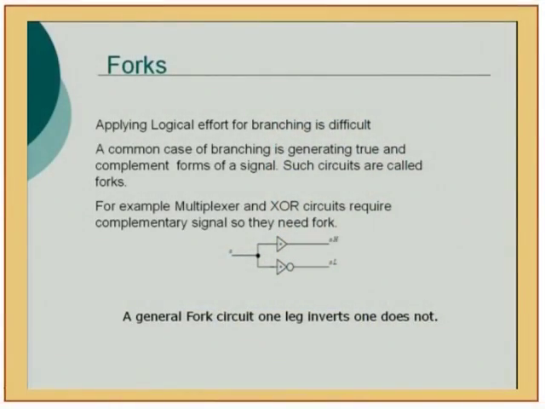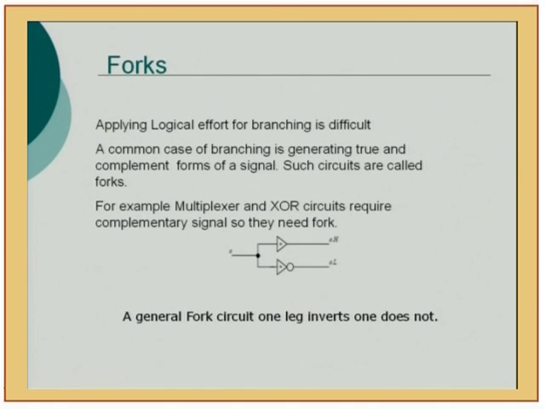This is like a branching effort. You are actually branching one going to two. A common case of branching is generating true and complement from a signal. Such circuits are called forks. For example, in a multiplexer or XOR circuit I have just shown you, I may require from the same D, D bar, X, X bar, Y, Y bar kind of thing. The lower one is called the lower leg, the upper one is called the upper leg, and I want the delay on the upper leg and lower leg to be the same. That's what ideally I want.